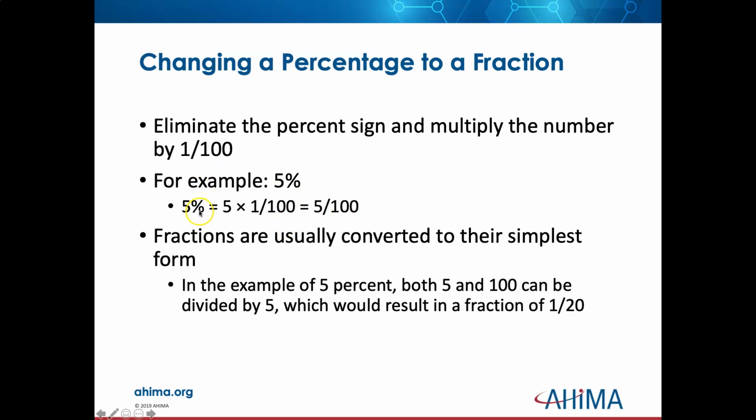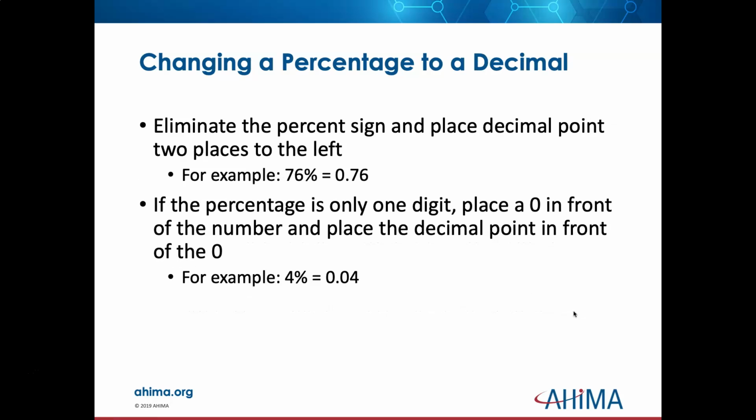So trying to think of an easy way here. Take your percentage and multiply it by 1 over 100. So if we had 50%, this would be 50 here instead of 5. If this was 50%, this would be 50 out of 100. And then it talks about converting them to their simplest form. I really wouldn't worry a whole lot about that because that's not something we use a whole lot in the real world, but just know that you can divide that and it results in a fraction of 1 out of 20 or 1/20th.